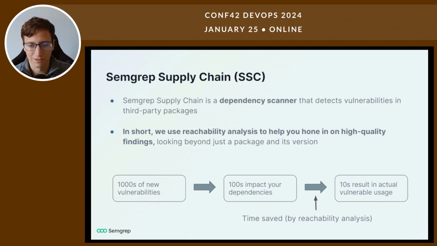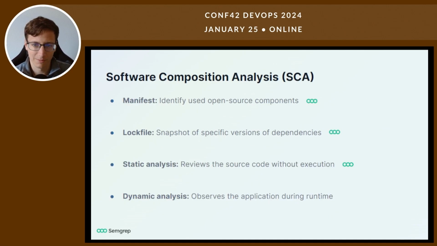Let's move on and discuss software composition analysis, often called SCA, which is ultimately the prioritization enabler. Afterward, we can look at some more research backing our claim here, which suggests reachability reduces thousands of alerts into tens of high-quality findings. So here I've broken up SCA into 4 different categories: manifest, lockfile, static analysis, and dynamic analysis. And each of these offer insights into a project's dependencies, just in different ways.